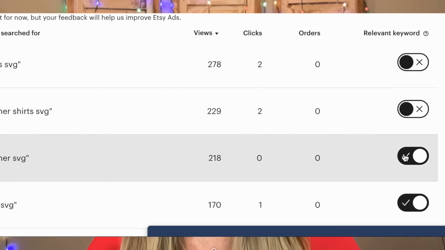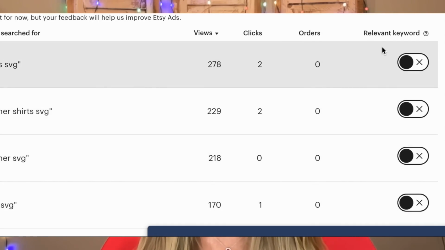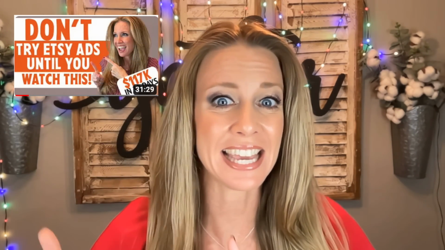When you monitor your ads, you will be able to turn keywords off, search terms that your ad is popping up in front of people for. You can turn them off so Etsy will no longer charge you for clicks and show your ad version of that listing to customers.